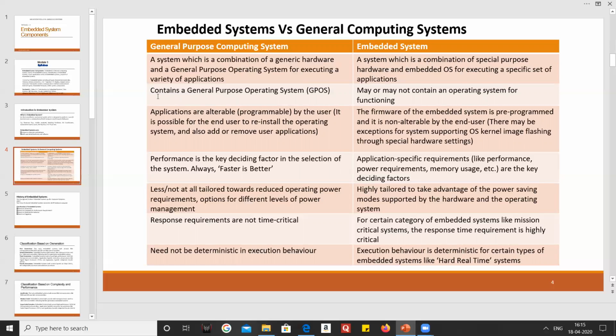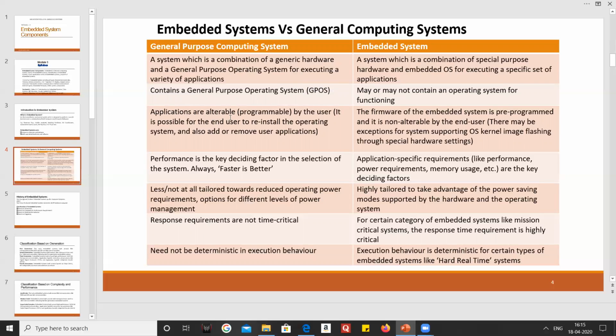Now let's go to the second point. In the second point also he talks about the operating system. As I said earlier, a general purpose computing system contains a general purpose operating system, like Windows. And an embedded system may or may not contain an operating system for functioning. Means if you take simple applications like toys or traffic signals, they don't involve any operating system. But if you take washing machines, ovens, definitely they involve an operating system. Let's go to the third difference. In the general purpose computing system, applications are alterable. Means if you want to install any app, you can install it in the laptop or the desktop.